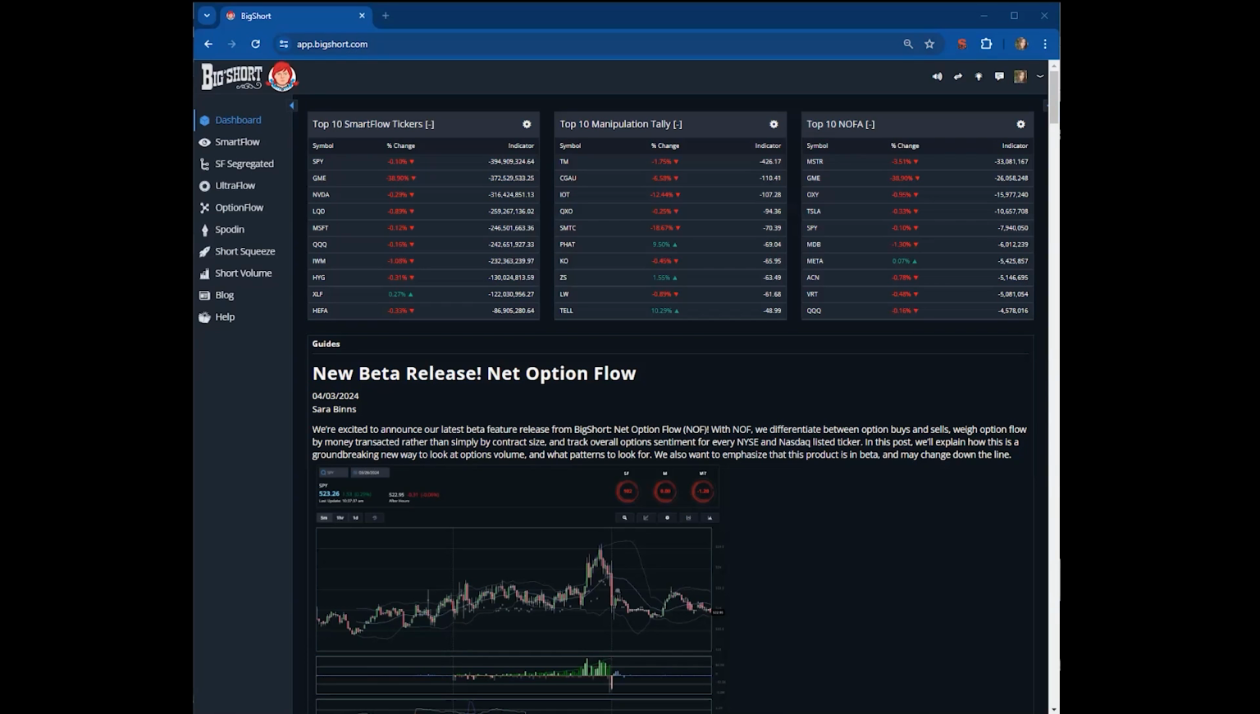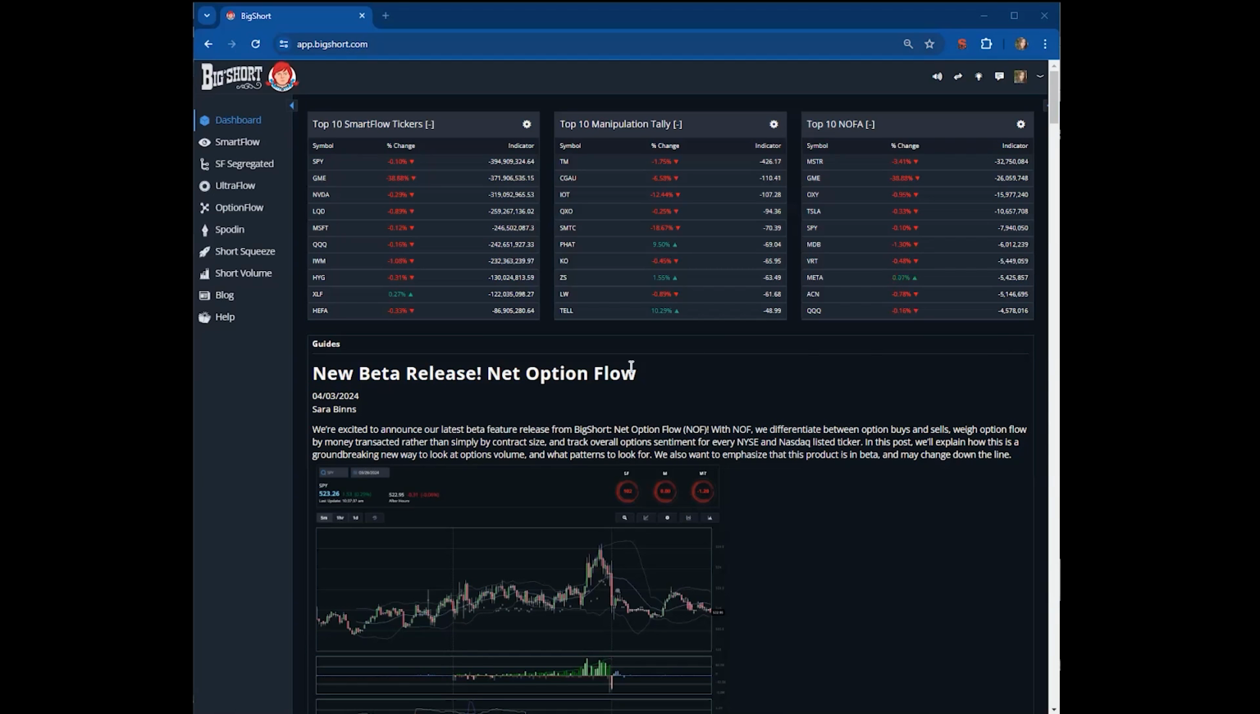I'm not an expert at the dashboard. There's a lot of things on this side I don't use. For example, I never click OptionFlow. And neither do I. I don't even really click UltraFlow. I never click SF segregated. But yeah. All right. I guess Sarah, continue now.